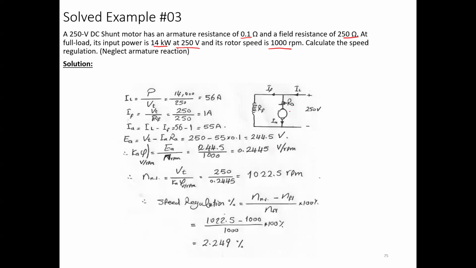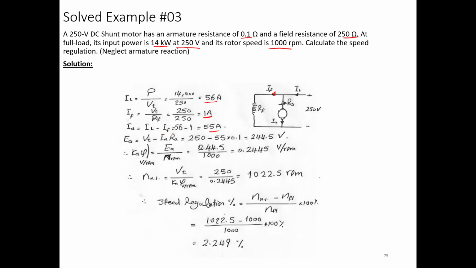Let's start the same way. The input current is going to be power divided by volt. The input power at rated condition is 14 kilowatts, so 14,000 divided by 250. So the input current is 56 ampere. Now, since the machine is a shunt winding machine, the field winding is 250 ohms. So the field current here is 250 volt divided by 250 ohms, which is 1 ampere field current. So the armature current is going to be the difference. IA equals line current minus field current, so this is going to be 55 ampere.